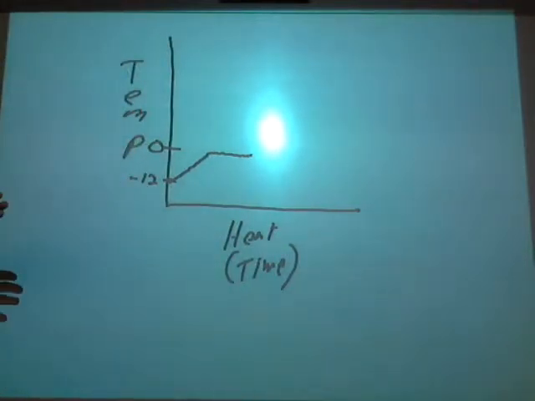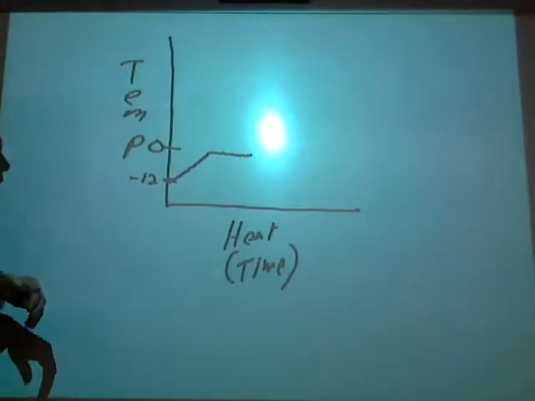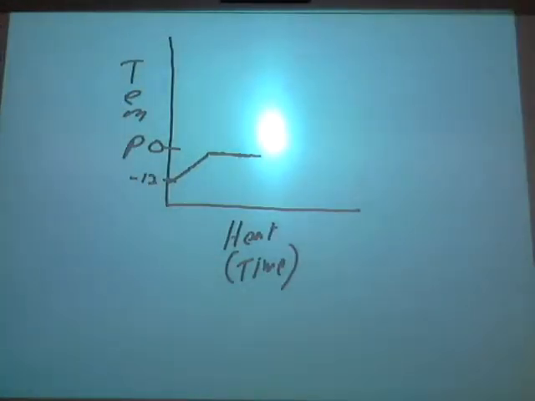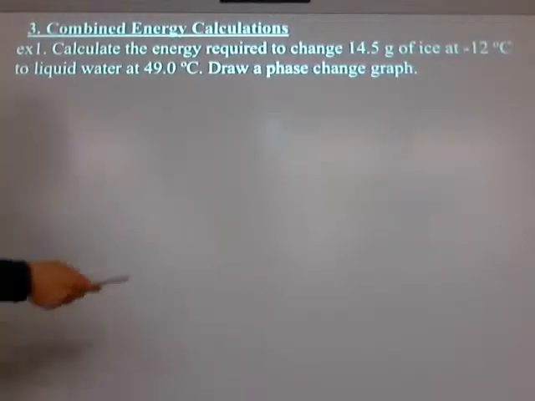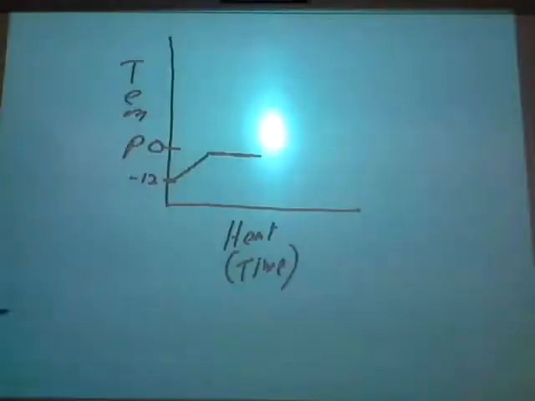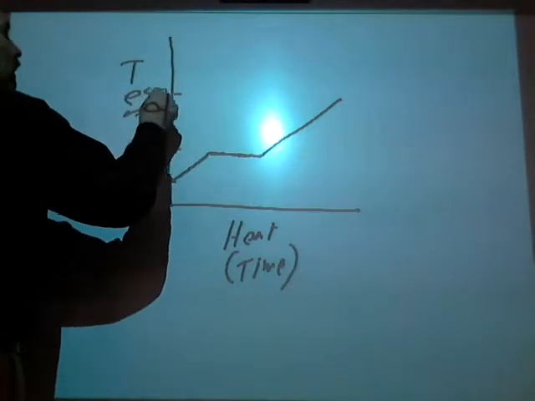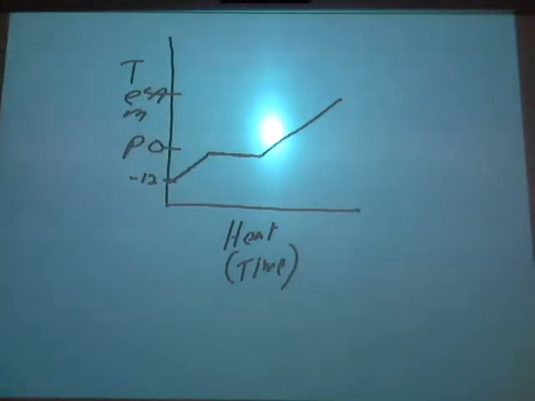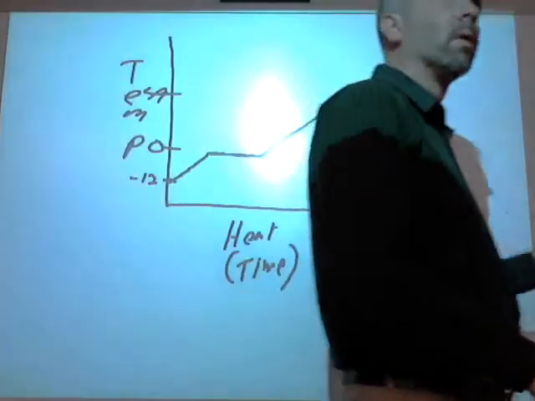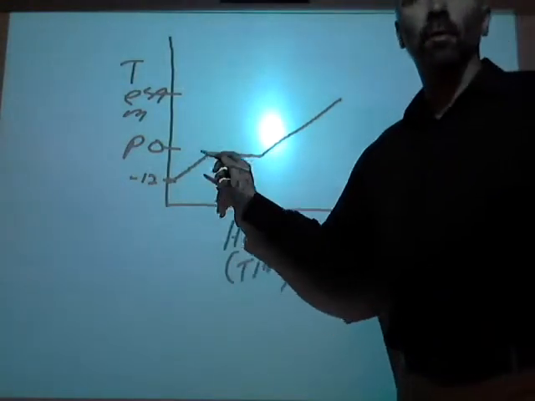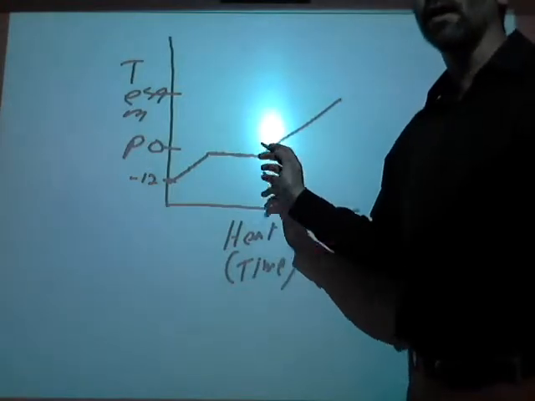Once all of those crystals melt, what will it do then? It will not boil. It will not go directly from melting to boiling. It will heat up again. But where do I stop this guy? Let's take a look again. 49. So it's going to go up and up until it gets to 49 degrees. Okay? So that is your graph. That's your phase change graph, and I need you to label each of those parts, A, B, and C.